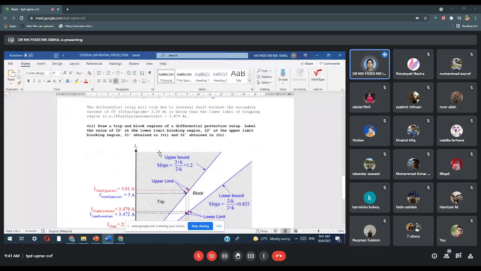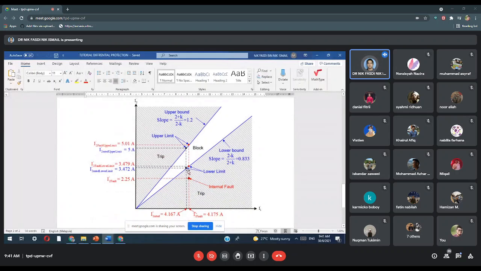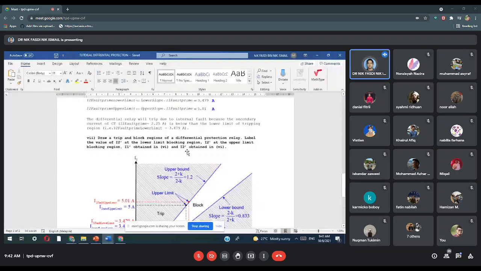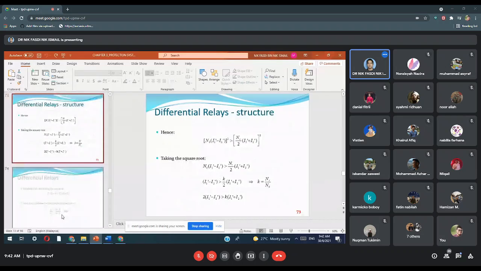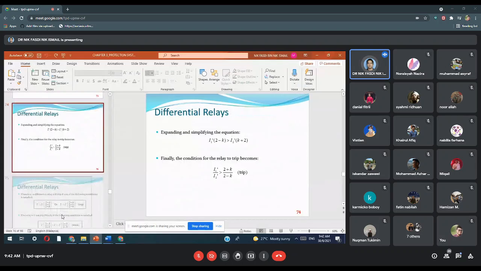Region, I prime at the upper limit region, obtain in the level, and concept to use. Kita tekan this diagram, relationship between I1 prime and I2 prime for the differential relay. We complete.